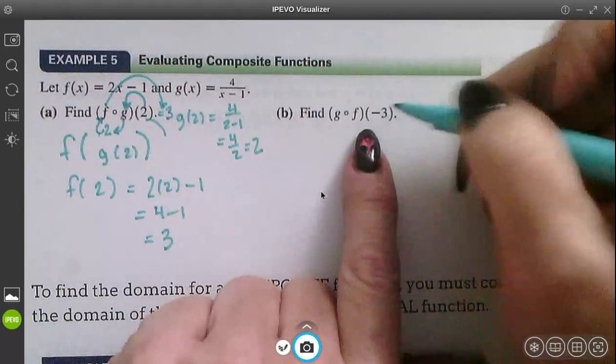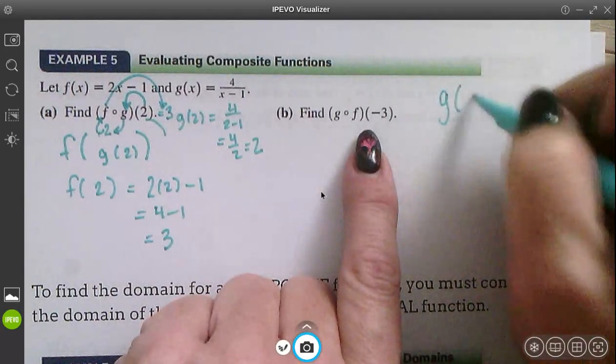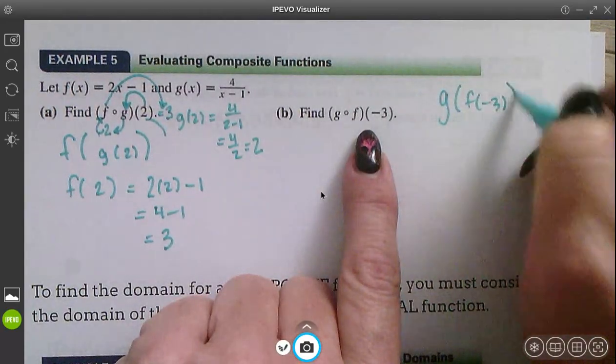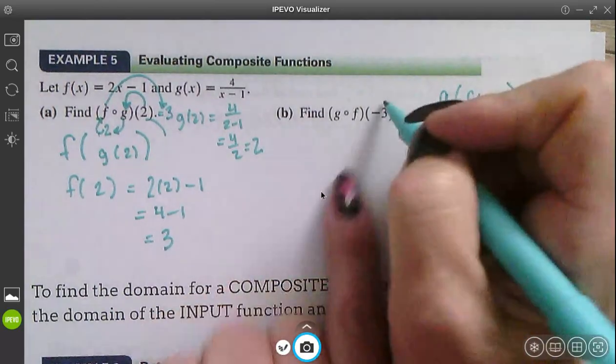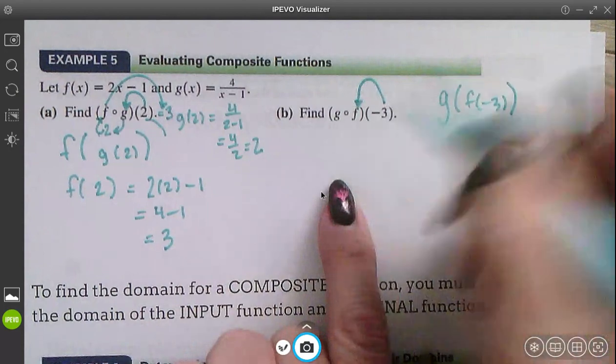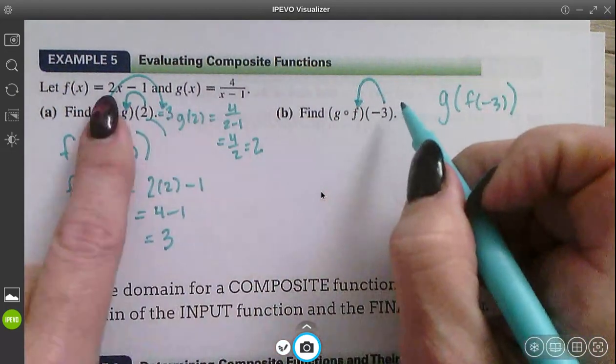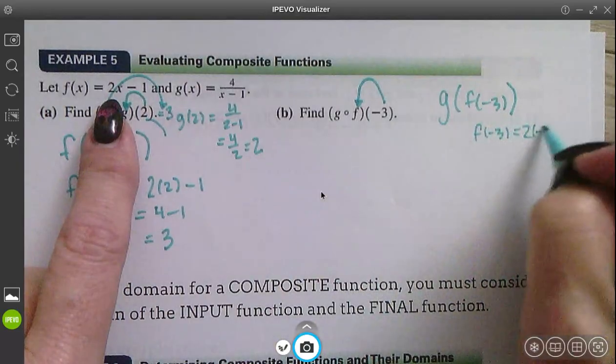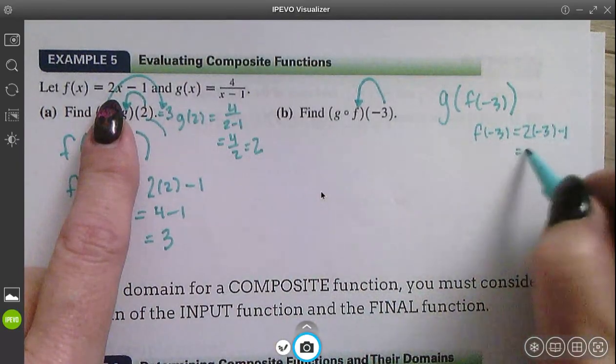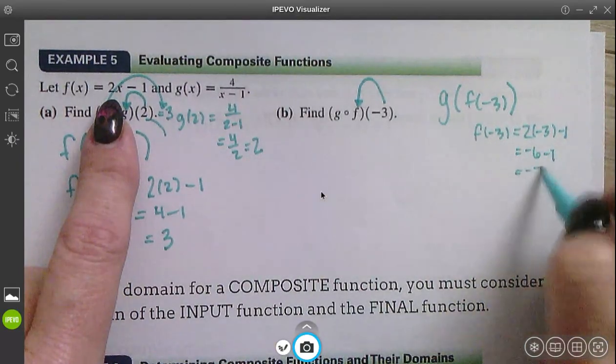Hopefully this one will be a little less repetitive. Another way to write this is g of f of negative 3. So this time our inside function is f. So that negative 3 is going to go into f of x. f of x is 2x minus 1. f of negative 3 is 2 times negative 3 minus 1, which is negative 7.